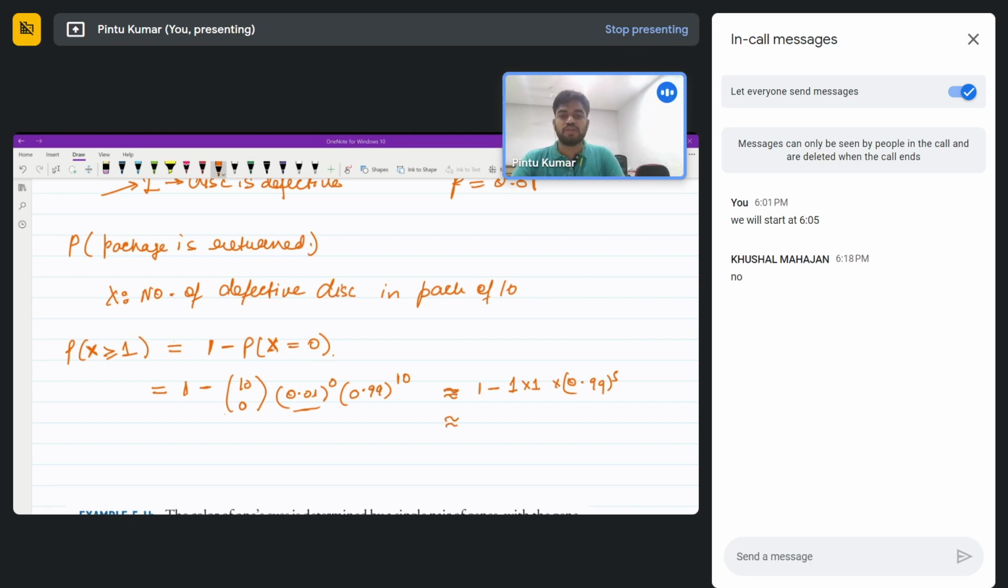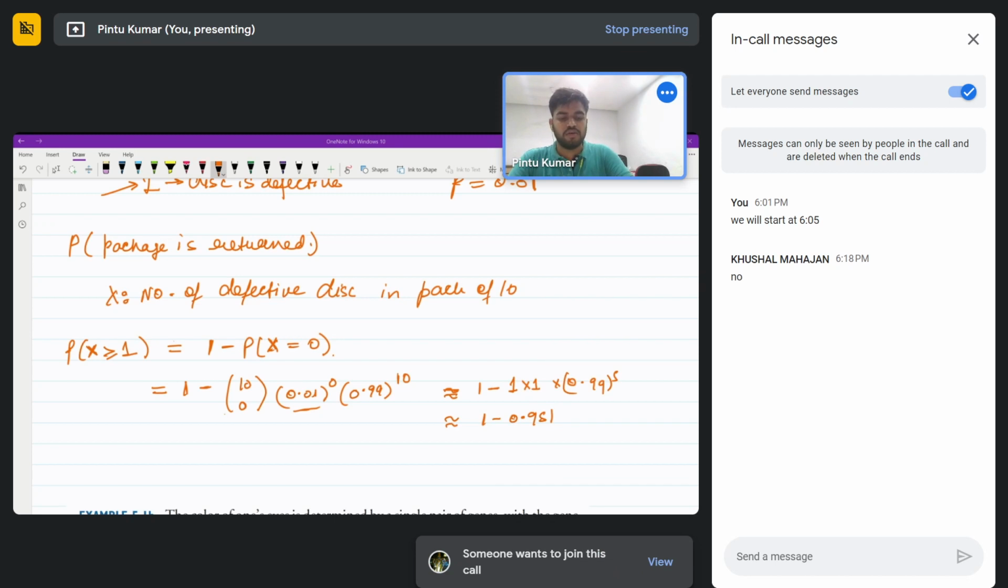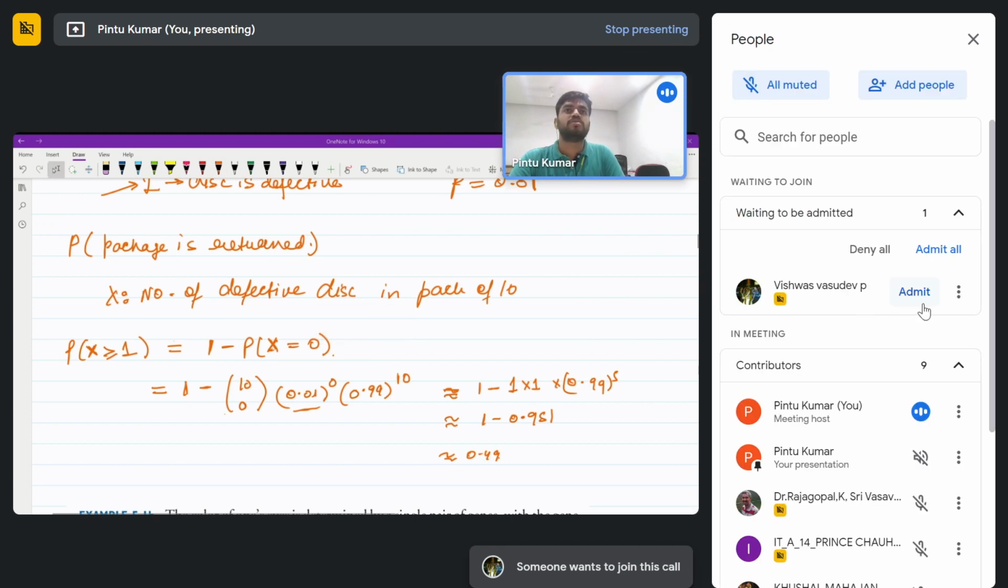You can just have a look at what this value is. So this is 0.99 to the power 10. This is 0.904 approximately. So this is 1 minus 0.904, so this is 0.096, right? So this is how we can go about a binomial distribution. Okay.